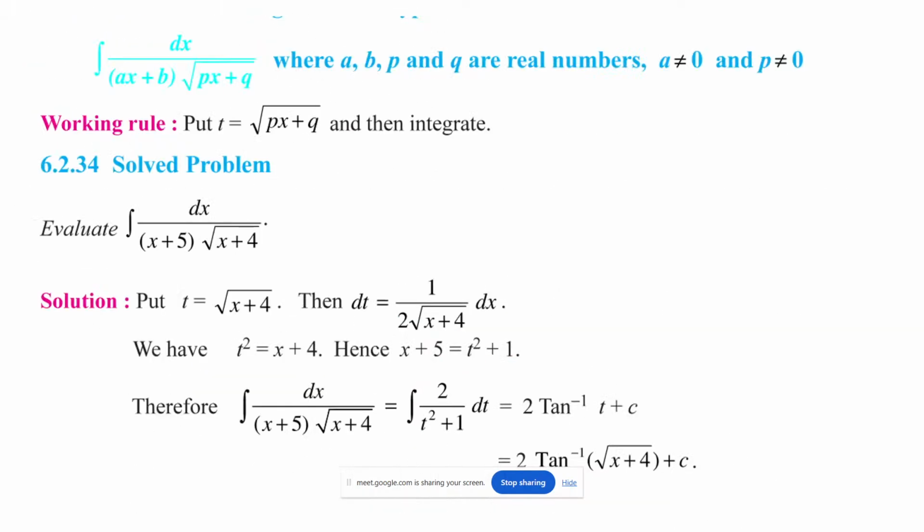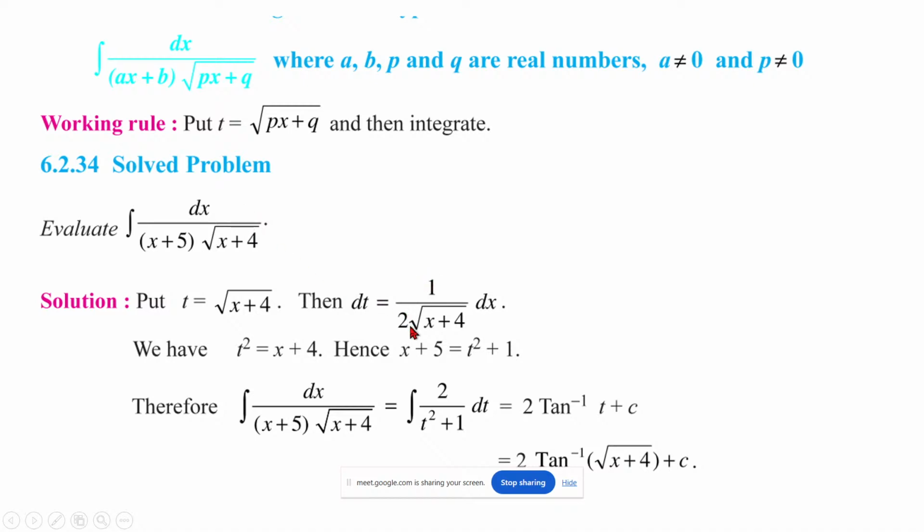Okay. So another important thing. Let's say you are given something like this: ax plus b and root of px plus q. Here, root of px plus q we will take as t. Then dt will become what? 1 by 2 root of this thing into p. Let's say, for example, root of x plus 4. If you take this as t, dt will become 1 by 2 under root this thing plus derivative of x plus 4, which is anyway 1, like this.